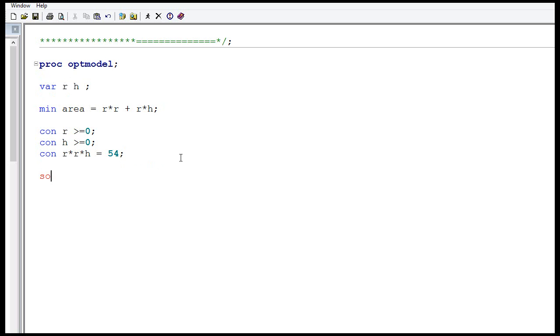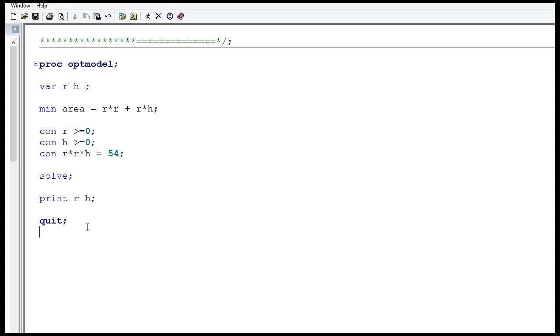And then we'll write solve. When we write solve, it will solve it for us. And then what do we want? We want to print R and H. Once you are done, just quit from the optimization module.